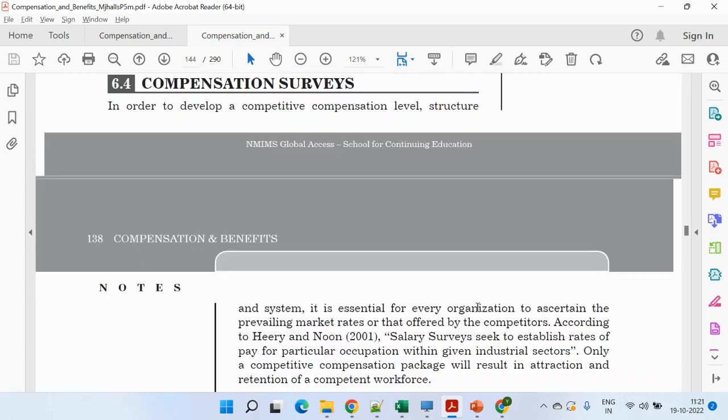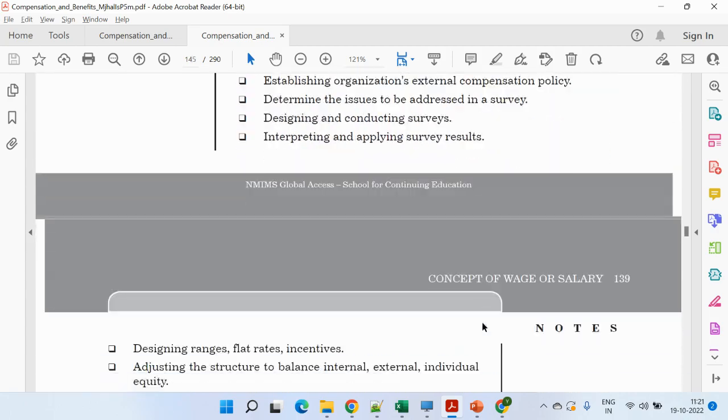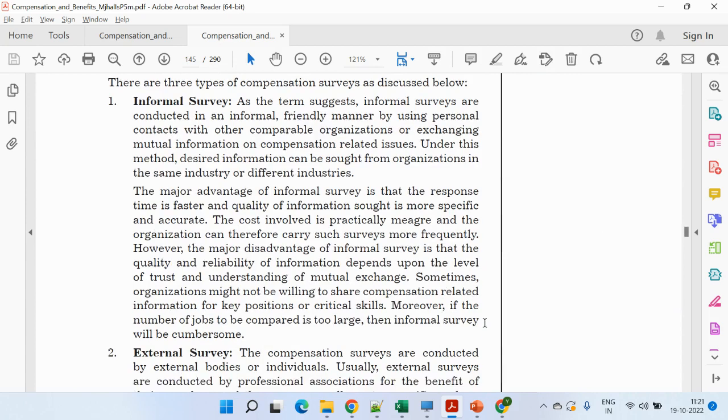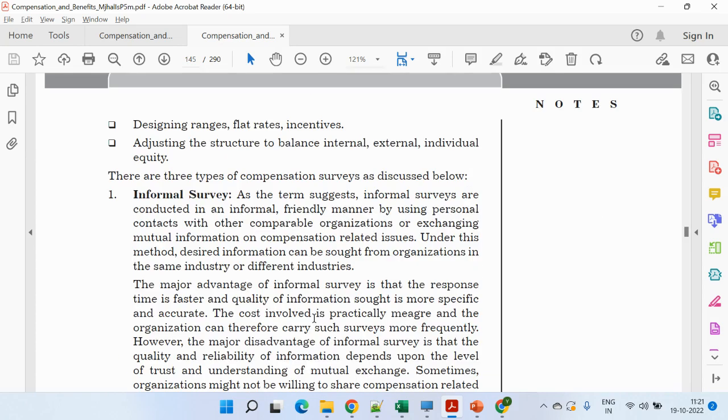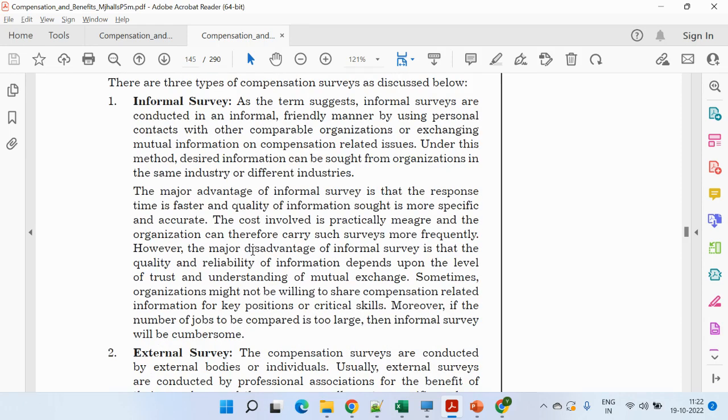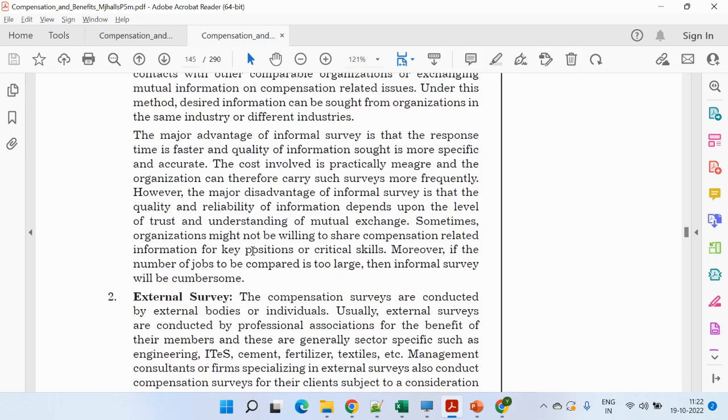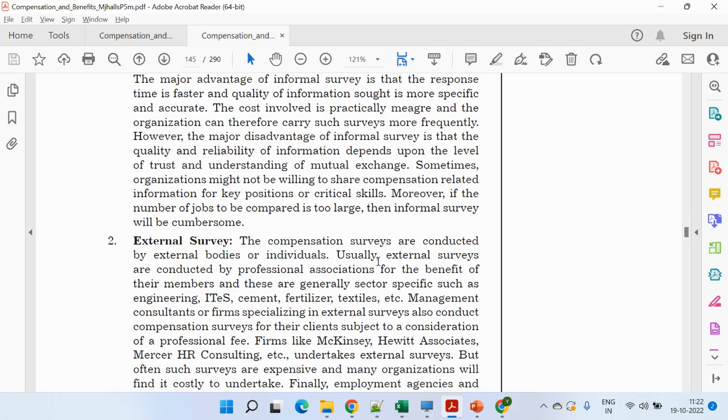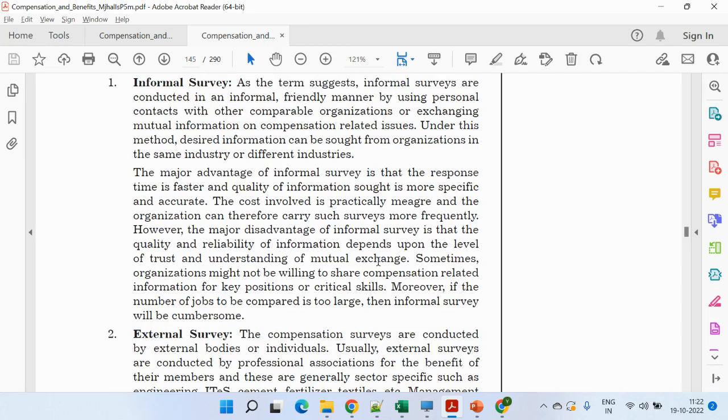So you can choose as per your convenience. If I talk about compensation, you have three surveys: informal, external, and commissioned. The third one is missing in the book. So informal is asking the employees in a very friendly manner. External is through external bodies, and the third one is the commissioned, which is a mix and blend, and is the most appropriate one as per me. Again, it's your call. You can just use informal or external.